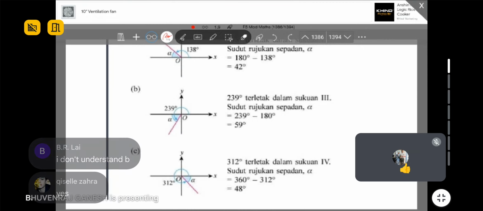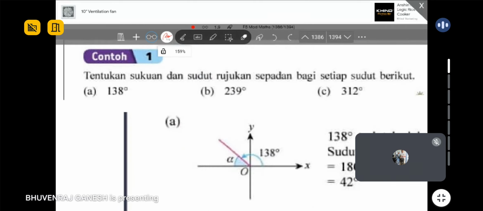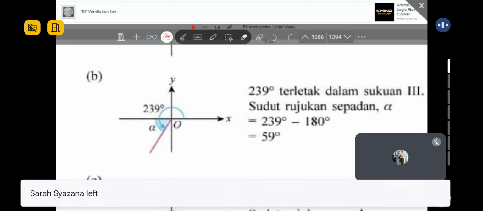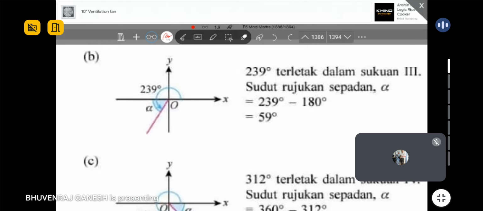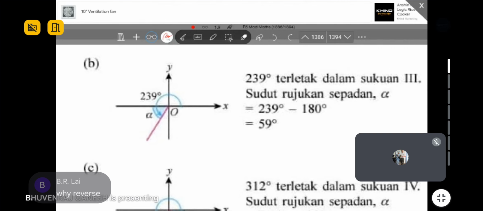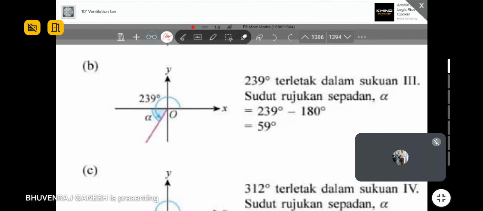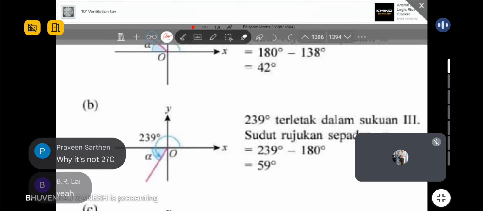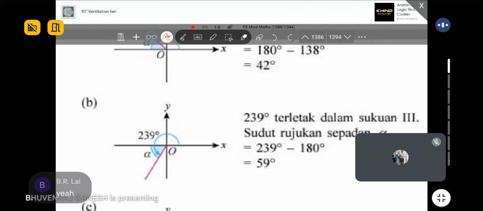Okay, good. I don't understand B. Okay, so B, you must understand that. What you don't understand? Can you describe what you don't understand about B? The rest, you just chill first. I help Bowen first to answer his question. Why reverse? What do you mean by reverse? We are always following one direction only, which is anti-clockwise. You mean for B, yeah? Praveen, why not 270? Are you asking about alpha? Why can it not be alpha equal to 70?